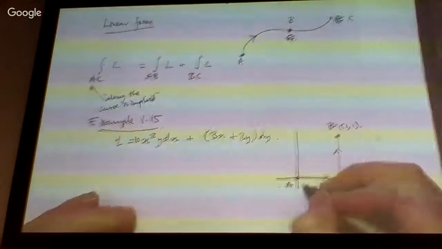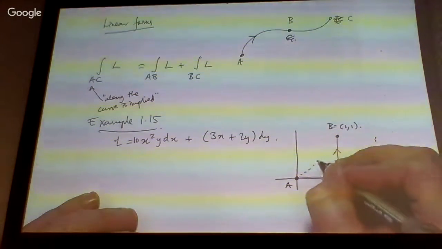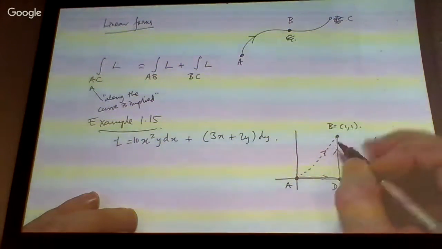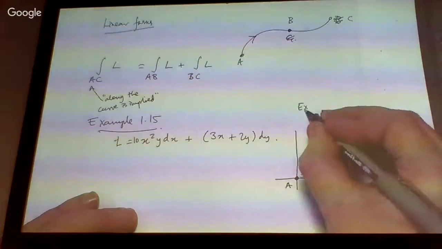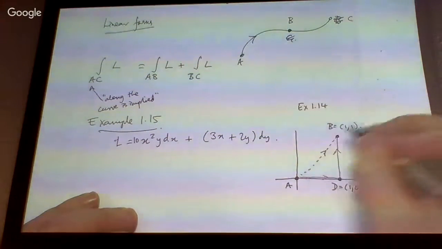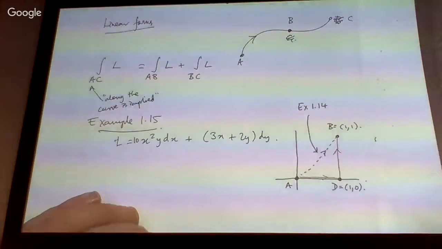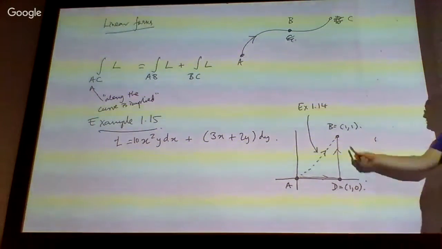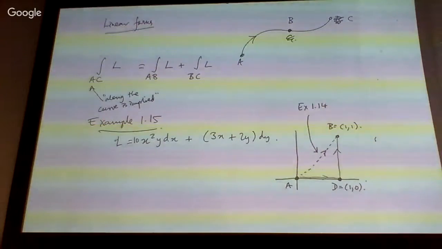So in example 1.4, we went along x squared. In 1.14, we used this curve. So here we're going from the same start point to the same end point, but we're using a different curve.